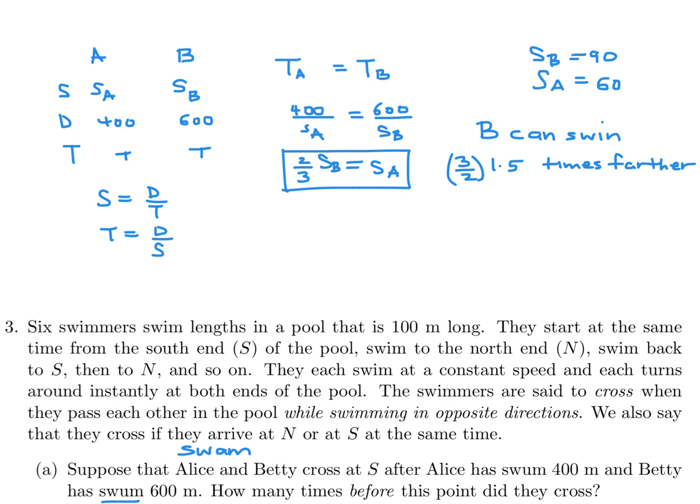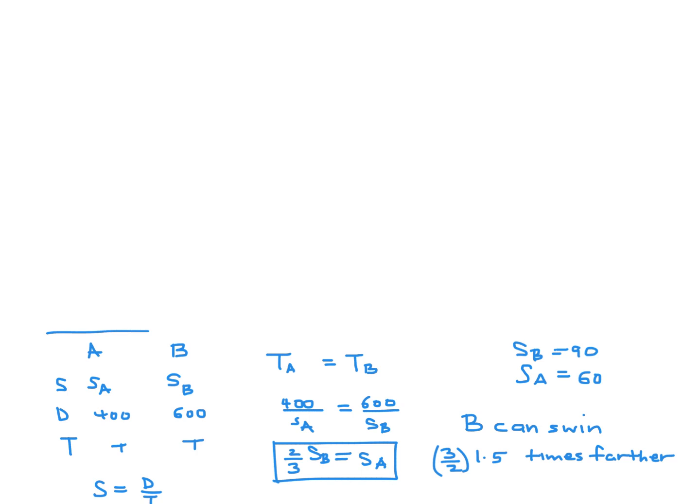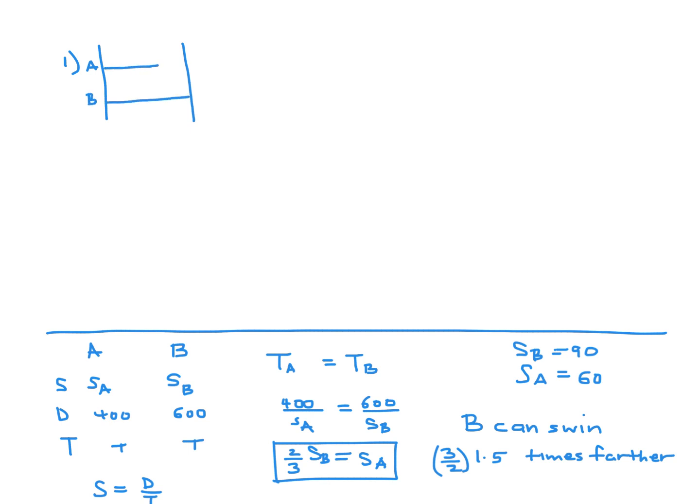Okay. All right. I think that's a pretty good start. Now we've got to figure out how many times they met before that 400, 600. I think there's a few scenarios. The first scenario, this is Alice and Betty. Alice gets to that point. Betty is a bit faster, so she gets there, and then she turns around, and that's when they meet. They cross, basically, at that point. So we'll just call this X, and then this is 100, and this guy here would be 100 minus X, like that.